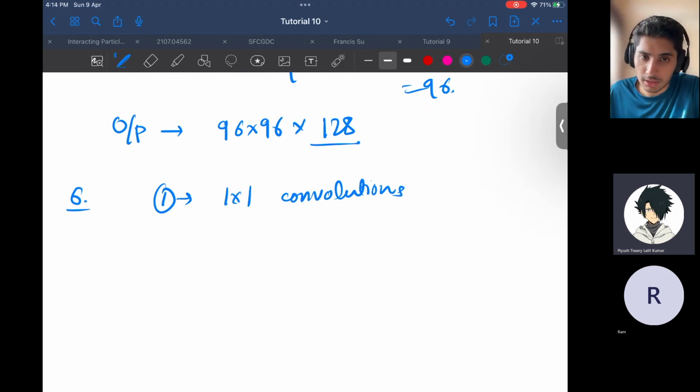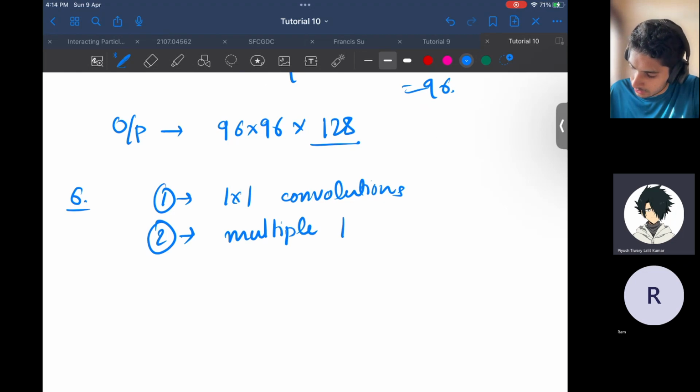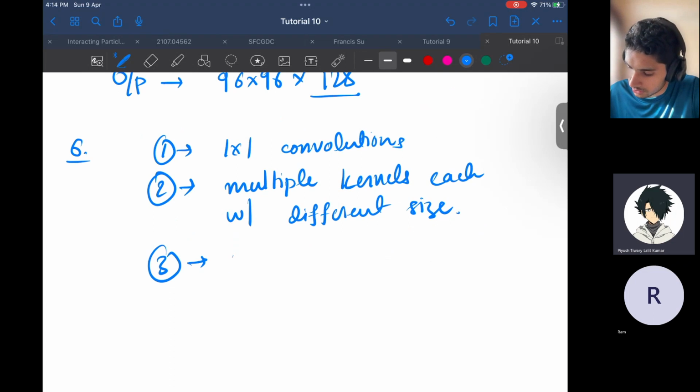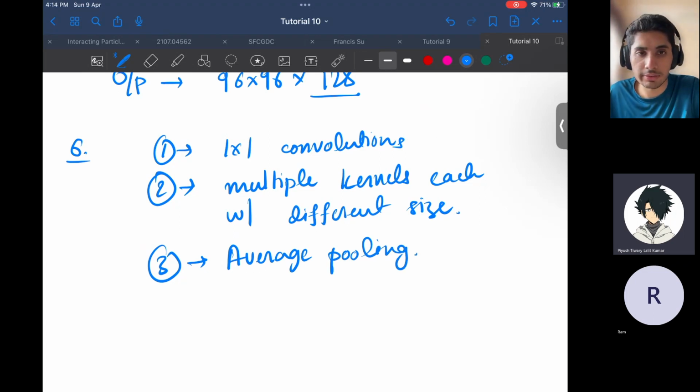The second thing that they did, as given in the option, was they used multiple kernels, each with different sizes. And the third thing was, they were the first to introduce something called average pooling. I hope you know what average pooling is. There are max pooling, average pooling, and stuff like that. So they were the first to use average pooling as well. So these are the three things that GoogLeNet did.